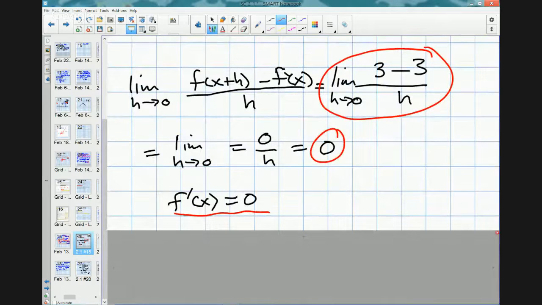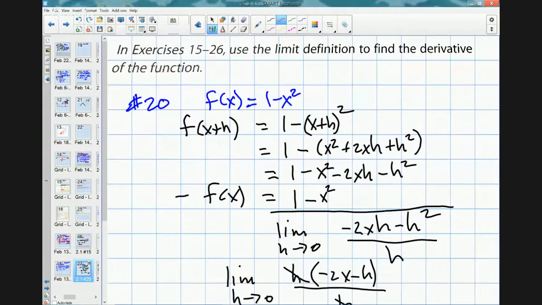Okay. How about number 20? Also from that first section starting with 15. So here I guess let's just do one more here. So here's your function, 1 minus x squared. Find f of x plus h. That would be this guy. X squared. Remember, x plus h squared is x squared plus 2xh plus h squared. And I got to subtract that whole thing.